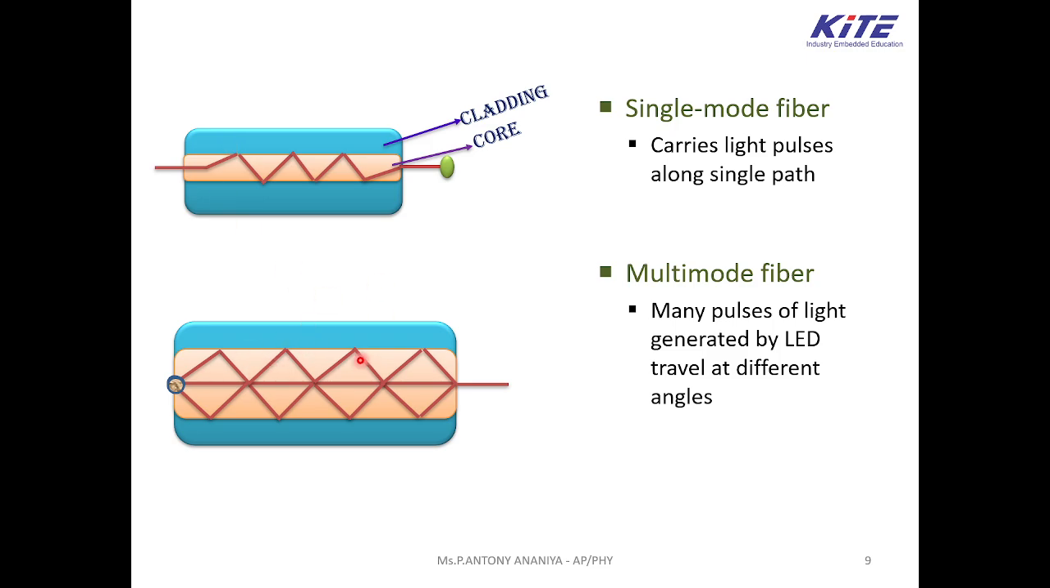So many pulses of light generated by LED travel at different angles. It is used to transmit many signals per fiber. They have large cores, very large, and they transmit infrared light from LEDs. So multi-mode fiber has a large core, greater than or equal to 50 micrometers. So this is light passing through the modes.